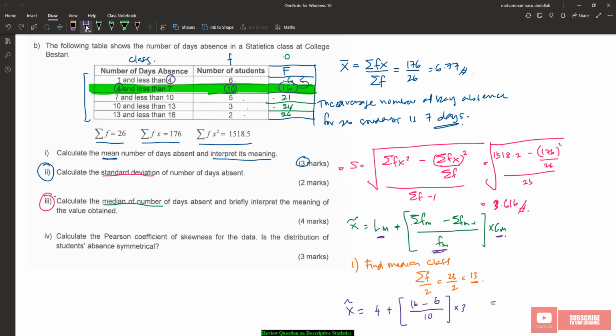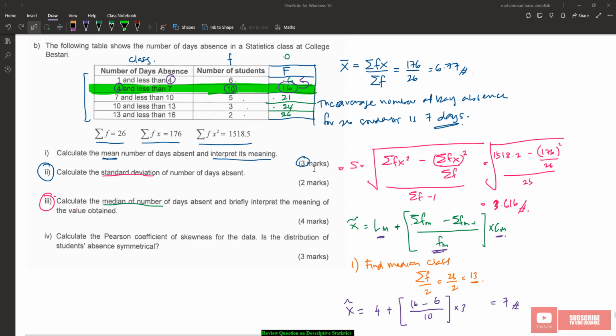So now we can easily calculate the value of the median, right? The value of the median is equal to 10 divided by 10 multiplied by 3 plus 4. It should be equal to 7. So 7 is your middle number of days absent. So it's the same as the mean. If you can see, it's the same as the mean.